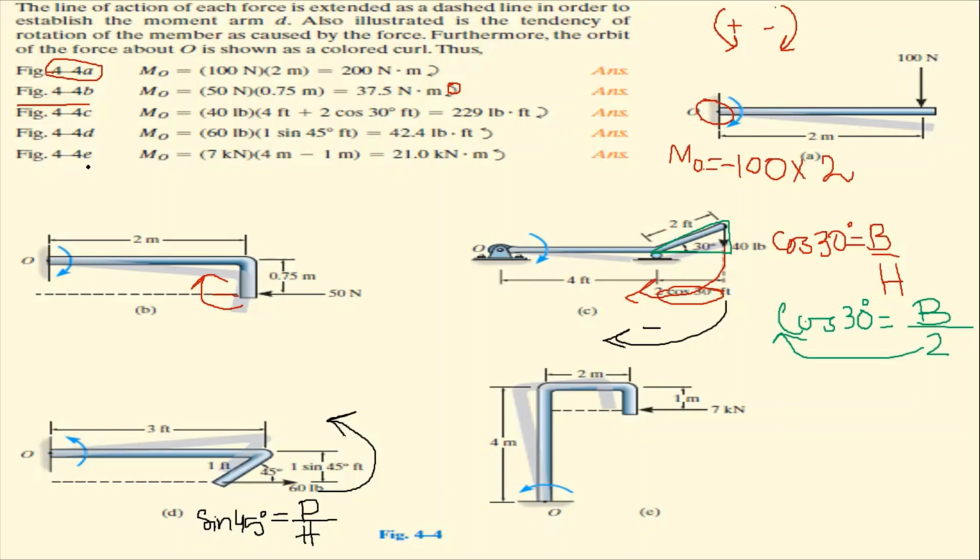Now for E, what do we have to do? We have to rotate this force towards here because we are going to sum up moment at O. So we have to multiply 7 into not 4, because this is 1 meter length. So we have to reduce this 4 meter length to 3 meter. So we will multiply this 7 kilonewton into 3 meter. So we will get 21 kilonewton meter, and you can see its direction is again anti-clockwise. It will not be like this.